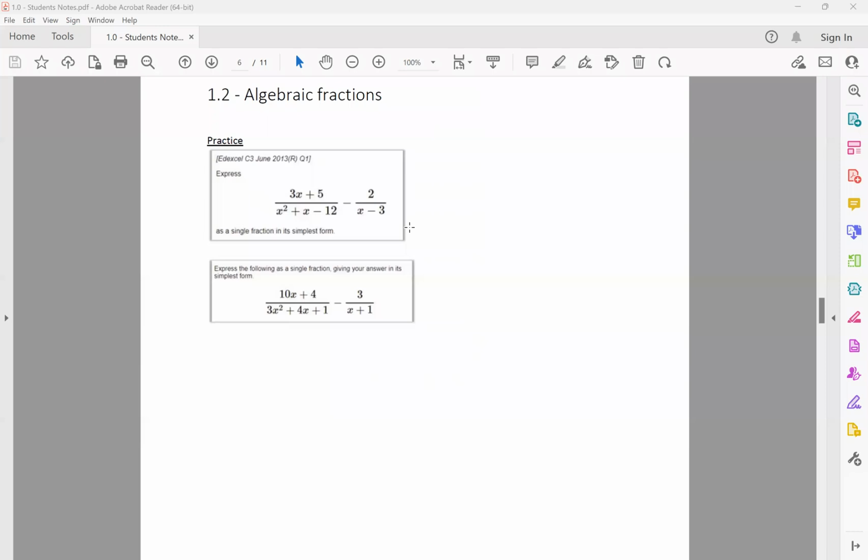The first one, I can factorize the denominator. So 3x plus 5 over, I believe that will be x minus 4. No, x plus 4, x minus 3. Remember, you don't have to factorize yourself. You can use a calculator. The common denominator for the first one will be x plus 4, x minus 3.